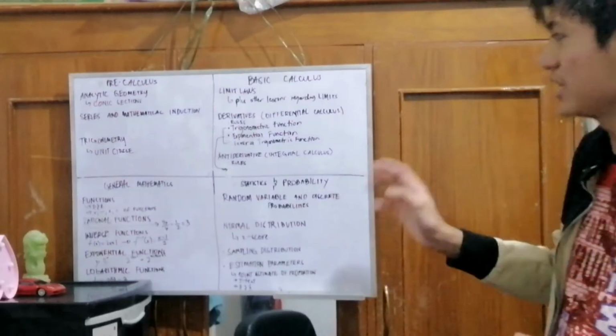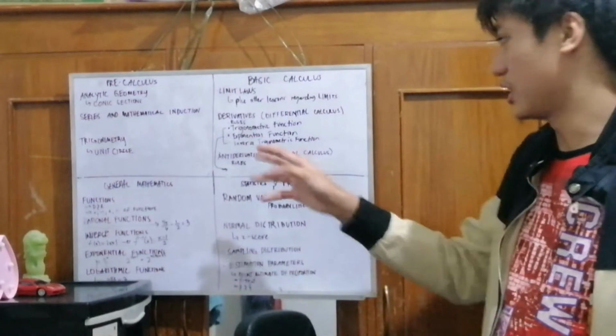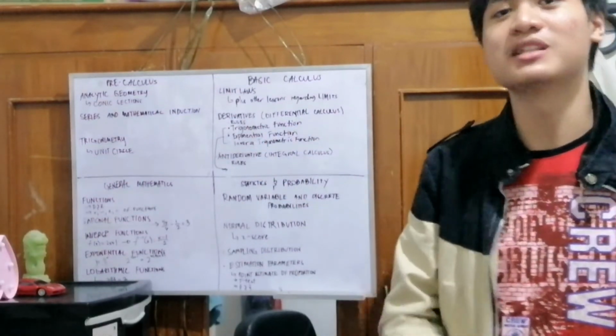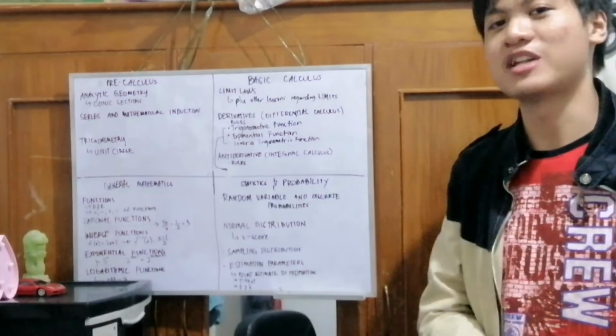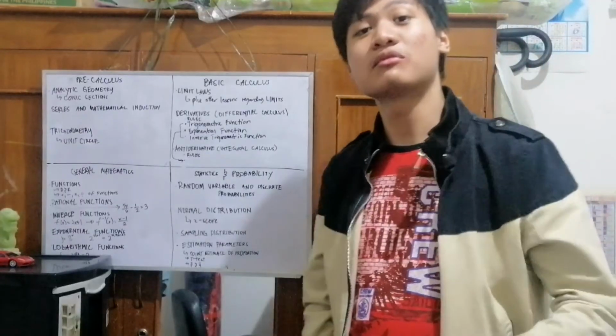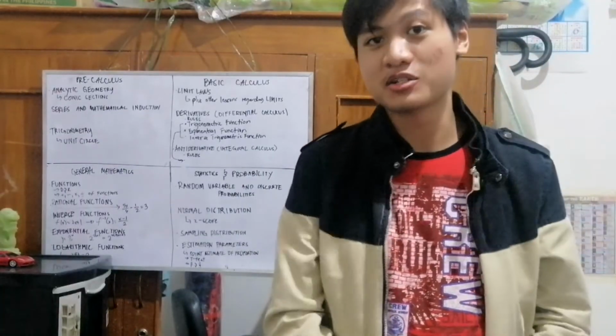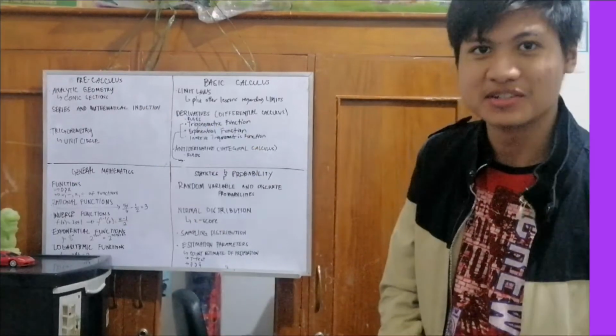Now, as you can see, I really didn't explain each of the lessons. Why? Because we're going to tackle them in this series of Math Magic. So, with my overview finished, let's now move on to the first topic that we're going to have in Calculus Begins. That is the conic sections.